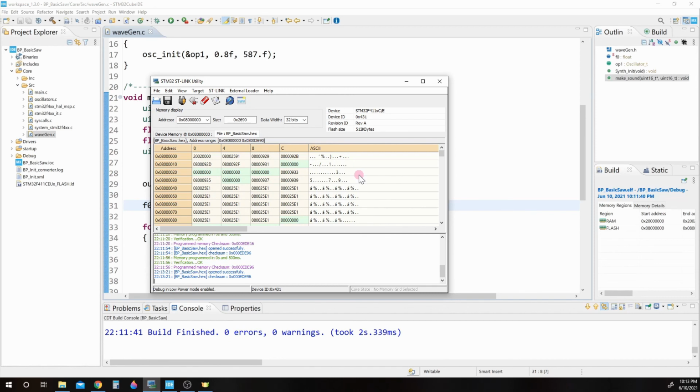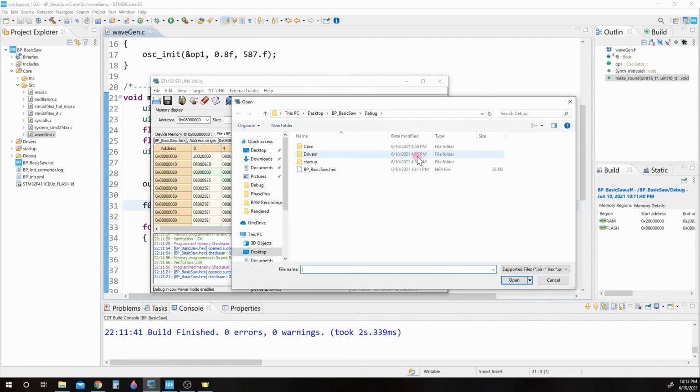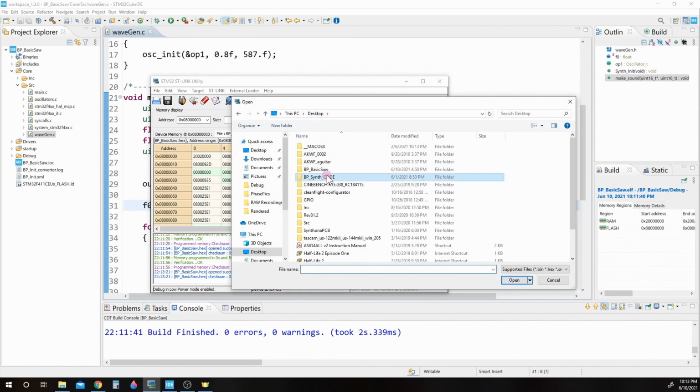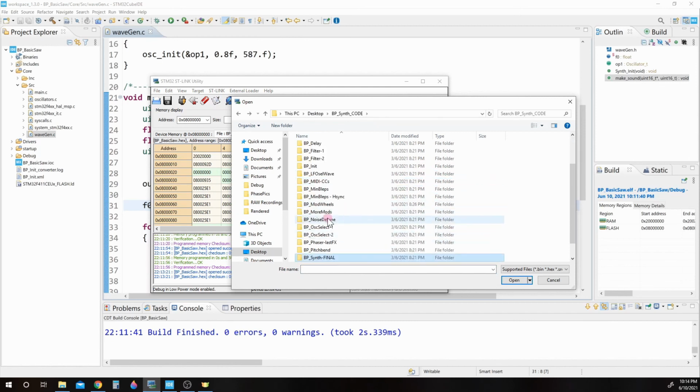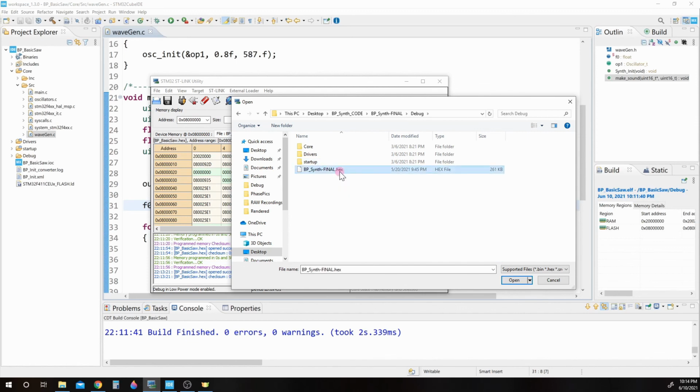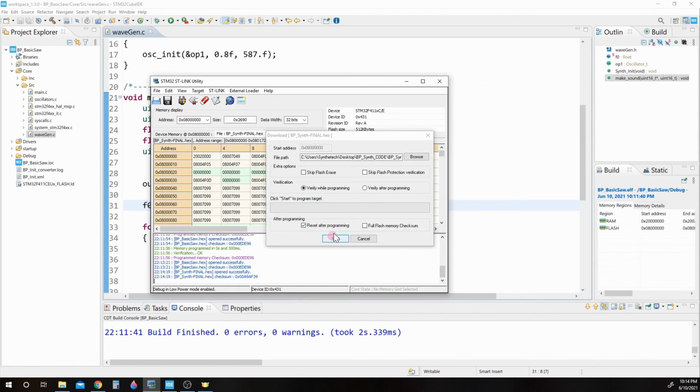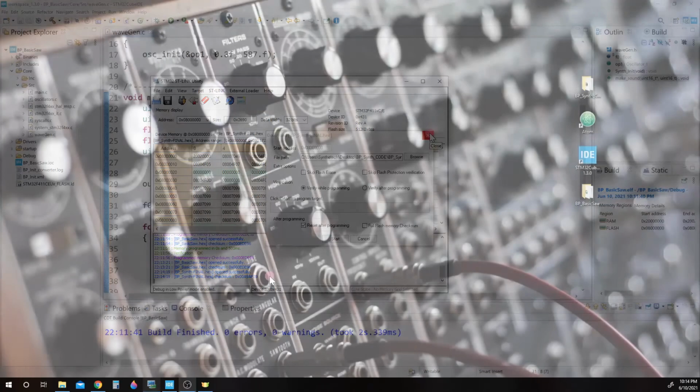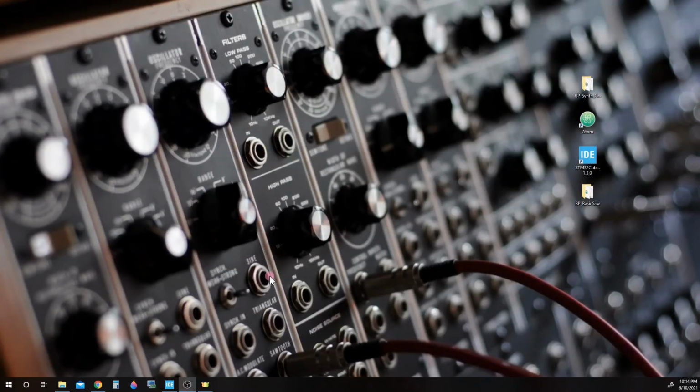If you want a fully working synthesizer again, all you have to do is go back here to Program Verify, browse, find your BP Synth code folder, go to your BP Synth final folder, debug, and then select that folder and then load it, and you should be back in business. In the next lesson, we will conclude our study of Make Sound with conversions of our 32-bit float sample values into 16-bit values that the digital analog converter will use.